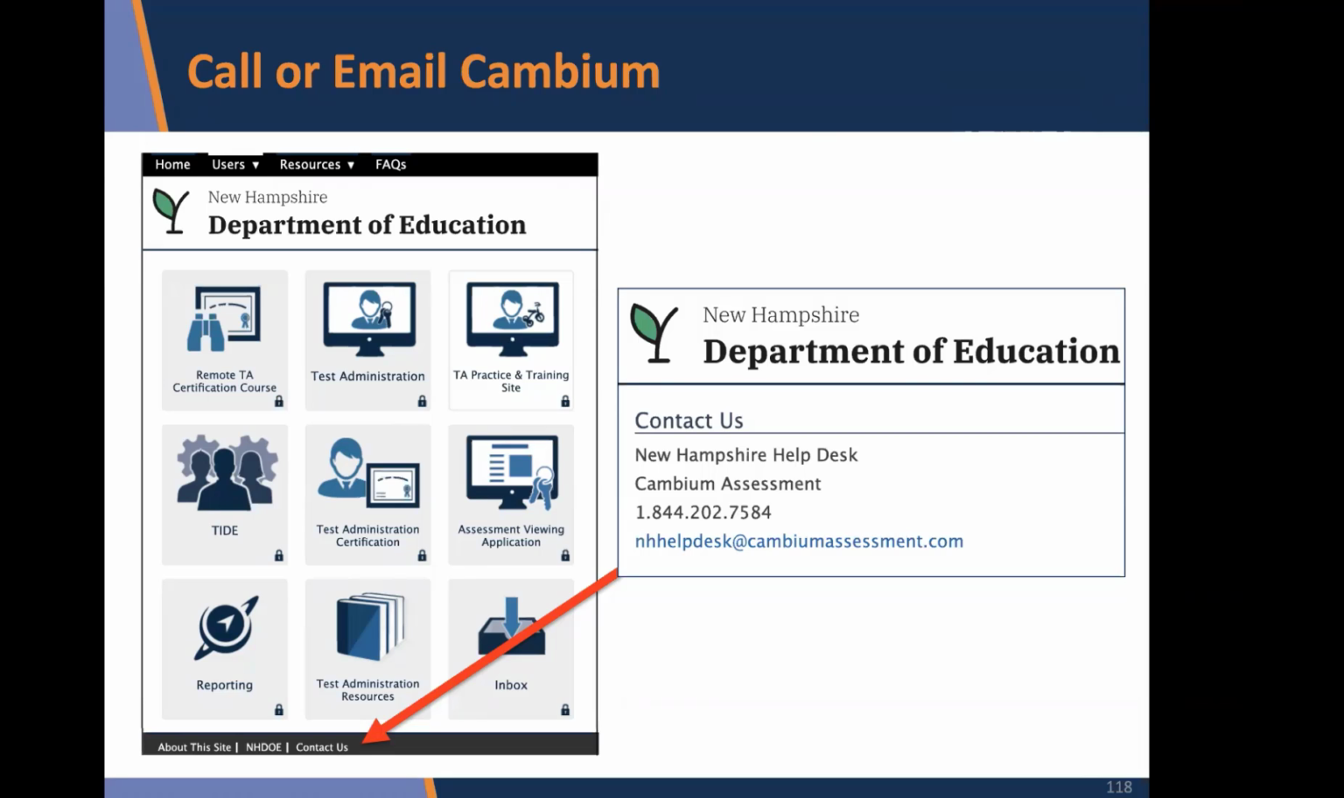It's sometimes easier to get right to their help desk and to be able to talk to them directly. So this is their information.